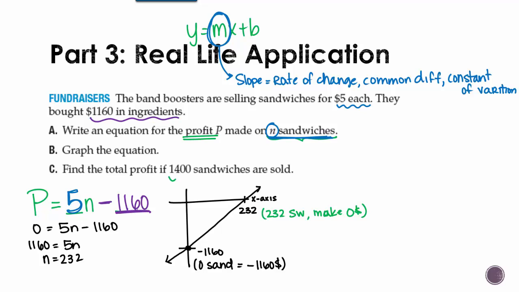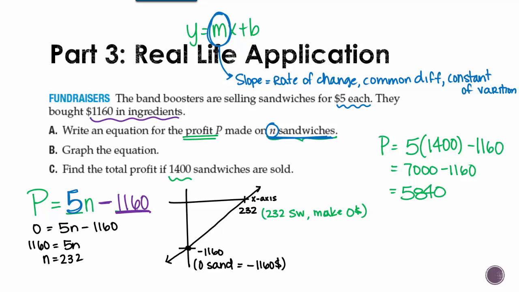So then it says find the total profit if I sell 1,400 sandwiches. So I want to know the profit if my n is 1,400. So this just becomes a calculator problem. If we do 5 times 1,400, I end up with 7,000 minus how much I spent on ingredients, and we end up with the fact that we made $5,840.